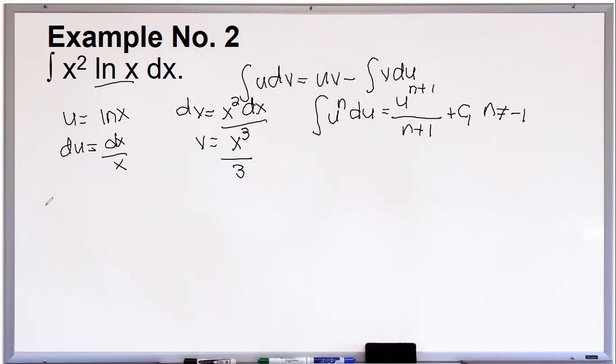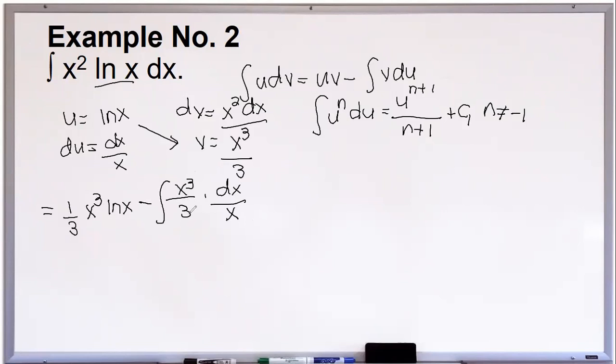Okay, so let's apply integration by parts formula. Okay, so uv, u times v, so magiging 1/3 x cubed ln of x minus integral of x cubed over 3 times dx over x.